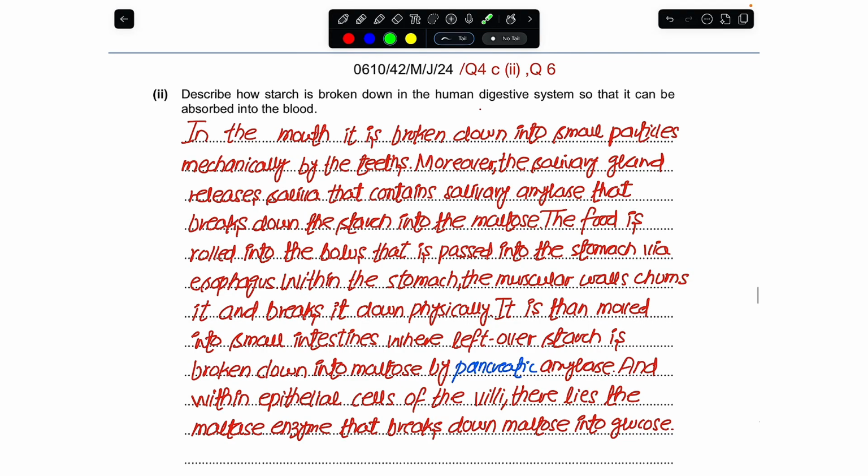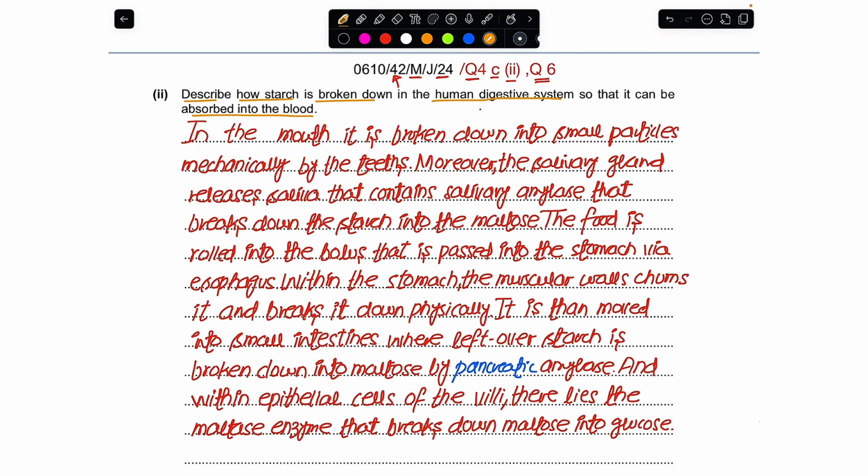Moving onward, here we come to the May June of 2024. The theory paper variant was 4.2, and for your exam, question number 4C second part and question number 6 were from this chapter. Let us see what the examiner is asking us: describe how the starch is broken down in the human digestive system so it can be absorbed into the blood.